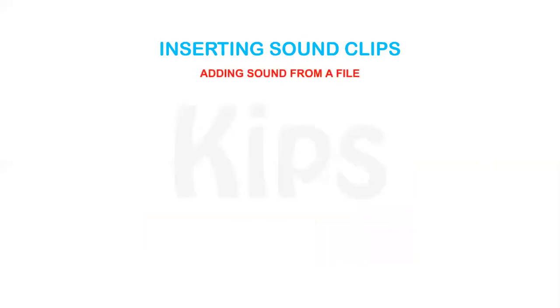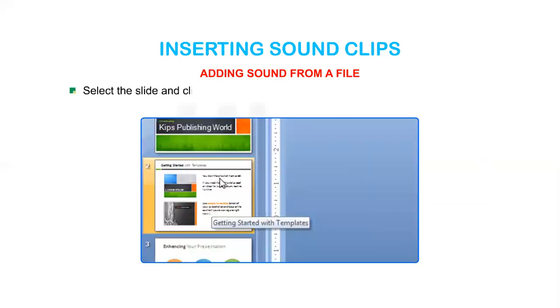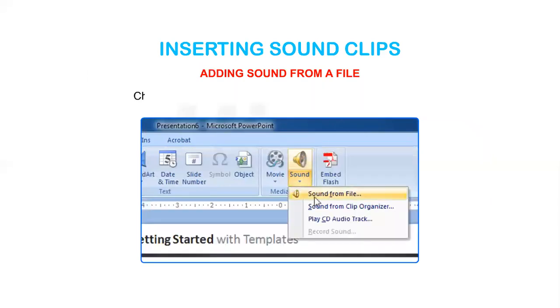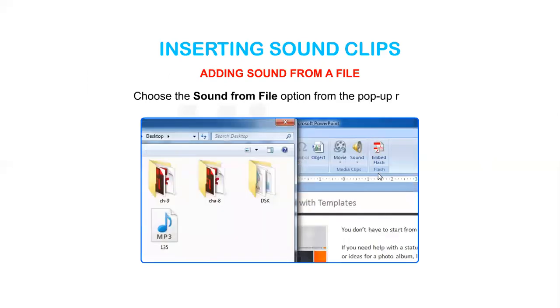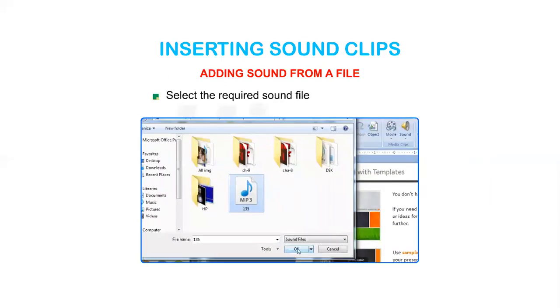Adding sound from a file. Select the slide and click on the Insert tab and select the Sound drop-down arrow in Media Clips group. Choose the Sound from File option from the pop-up menu. The Insert Sound dialog box will appear. Select the required sound file and click on Open.